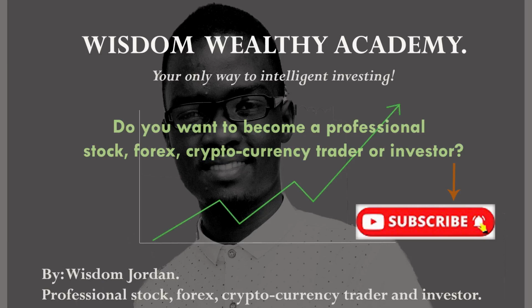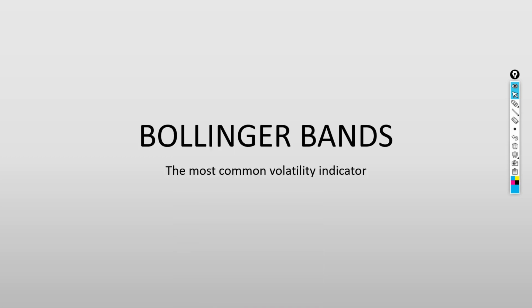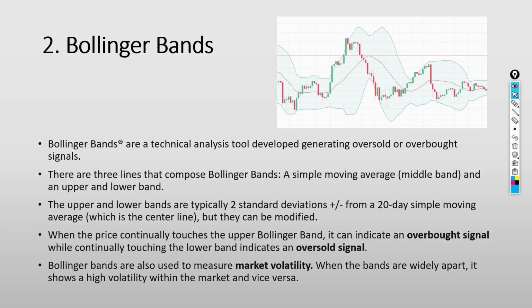So hi everyone, it's Wisdom Jordan right back here, and in this lesson we shall be looking at the Bollinger Bands. So the Bollinger Bands are the most common volatility indicator known to forex trading, and at least each and every person who trades forex, stocks, or cryptocurrency knows about the Bollinger Bands. Okay, so in this video we are going to be looking at these Bollinger Bands.